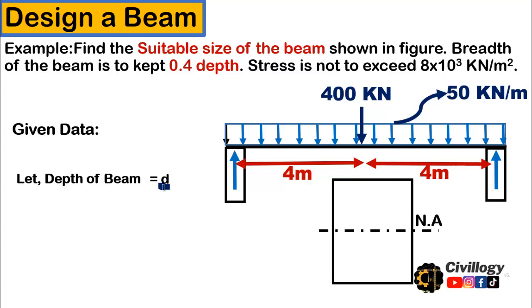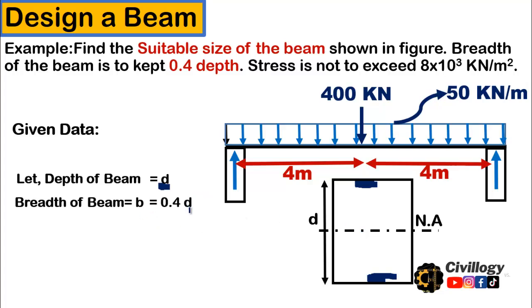As we know, the line passing through the centroid of the section is called the neutral axis, and the top of the beam experiences compression, whereas the bottom fibers experience tension, and the center point, which is neutral, is called the neutral axis or zero line. Okay, and this is the depth of the beam, and the breadth B of the beam is equal to 0.4 times D, as we have a restriction over here that the breadth of the beam is to be kept 0.4 times the depth.